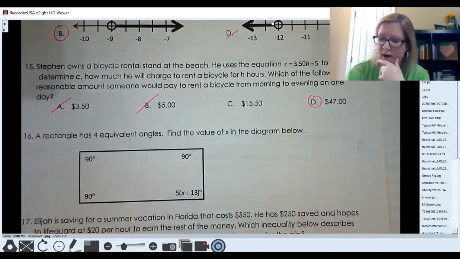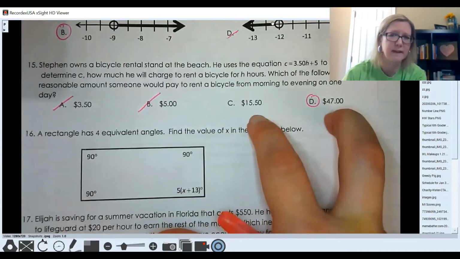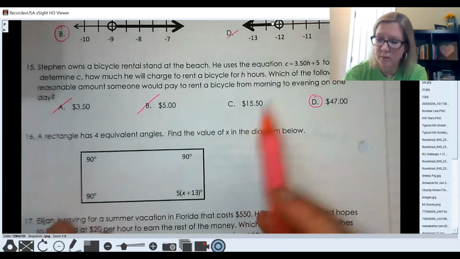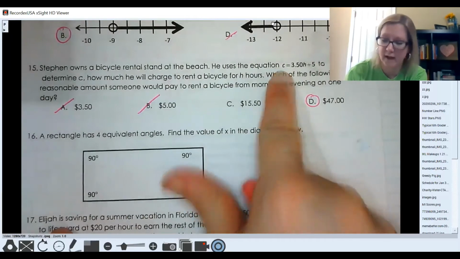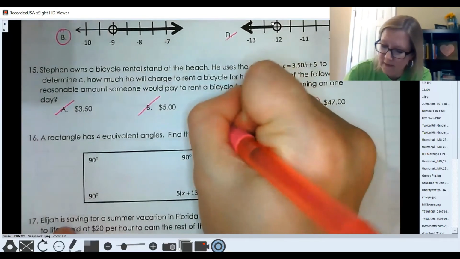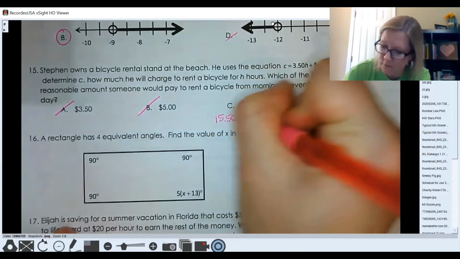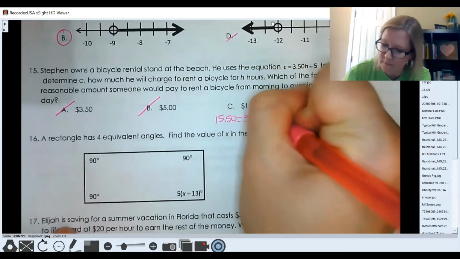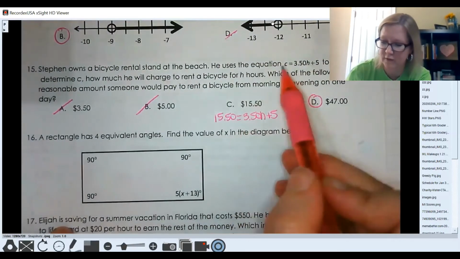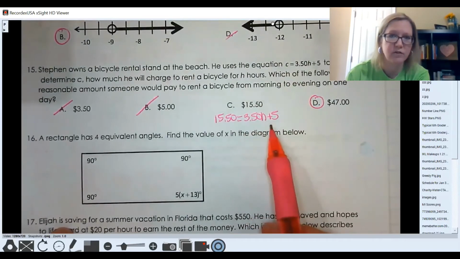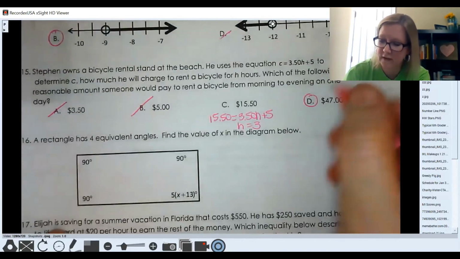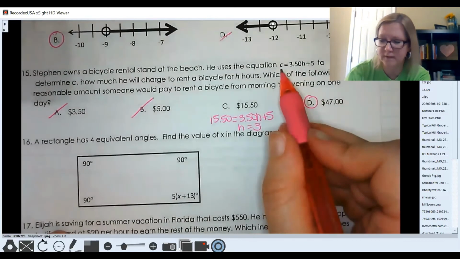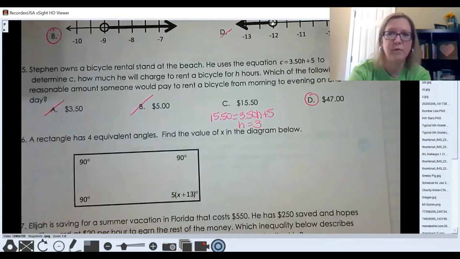All right, now I could also solve, okay, using both of these values just to see what would make sense. And to do that, what I would do is I would substitute this amount here for C. Okay, so for instance, on C, I would have $15.50 equals $3.50H plus 5. So again, I'm just substituting the answer in place of C, and then I would solve for H. Well, in this case, H would equal 3. And then I could do the same thing over here, plug in 47 for C and solve for H, which is the number of hours.